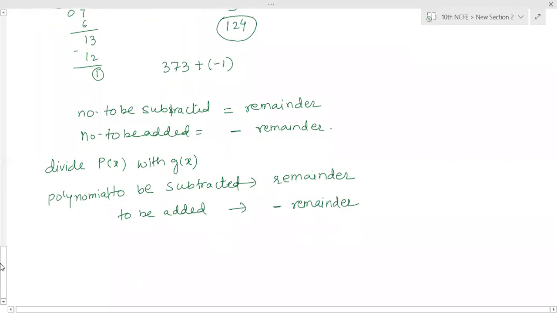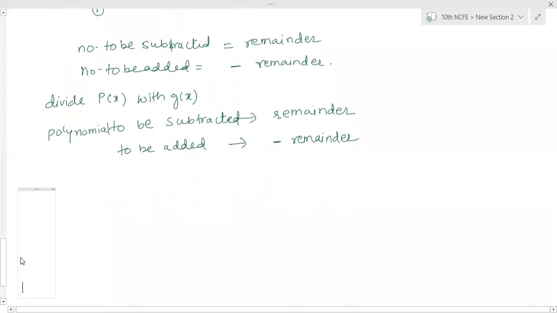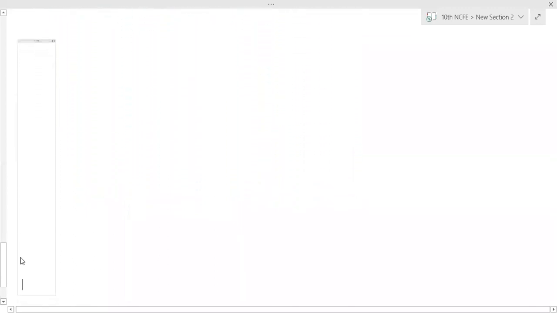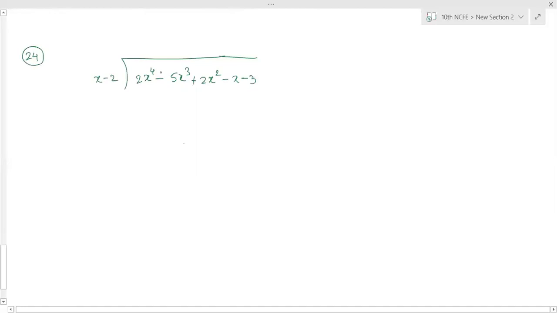So now they have given the first thing, that is what should be added. Wait a second, I will give you time. I will show you because most of the students are still confused. So I will solve this and show you, then you will get to know. 2x to the power 4 minus 5x cube plus 2x square minus x minus 3. It is written here what should be added, and we are dividing with x minus 2.